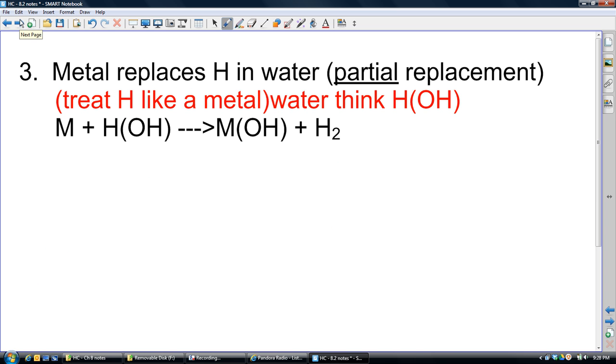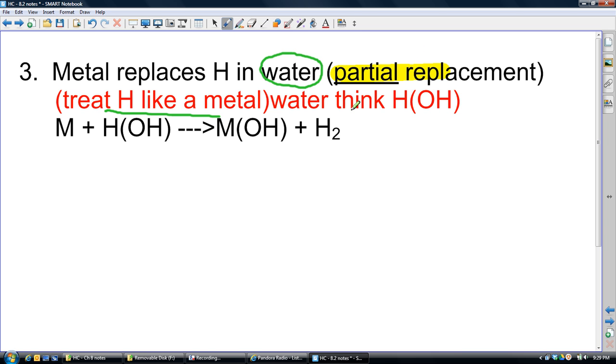Next example. Now here's where we have some similarities. We've got a metal replacing hydrogen, so we want to treat hydrogen like a metal. So that's the same as the last example. The difference is it's not acid. It's not hydrogens in acid, it's hydrogens in water. So we're going to use this phrase, partial replacement. What that means is it trades with some of the hydrogens, not all of them.